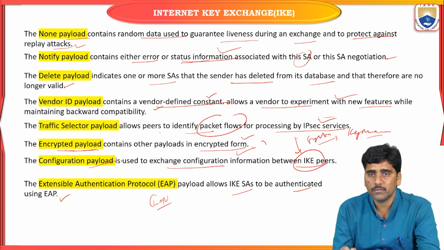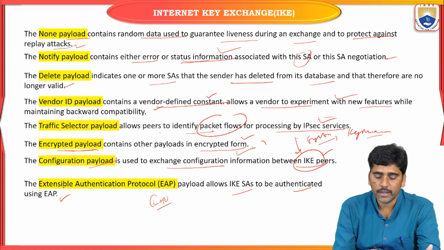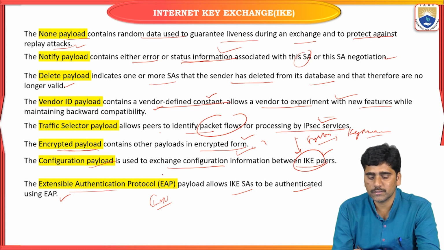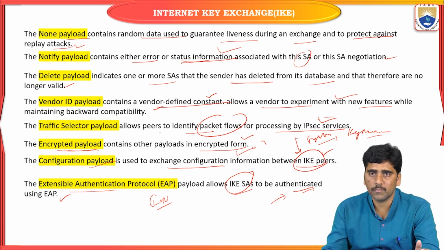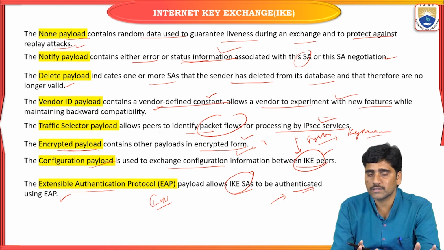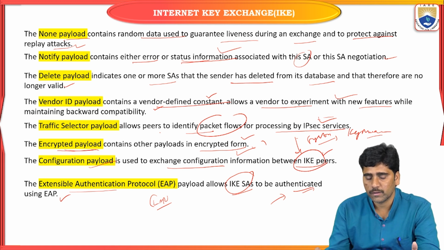And the configuration payload is used to exchange configuration information between IKE pairs. And the extensible authentication protocol, EAP, payload allows all IKE SAs to be authenticated using EAP. So this is all about the Internet Key Exchange protocol, which is also a part of Internet Protocol Security service. It has both the Internet Key Exchange header as well as the payload and payload types.